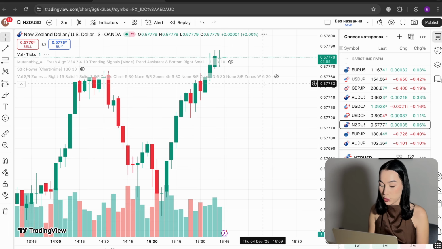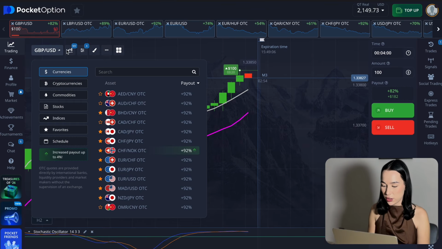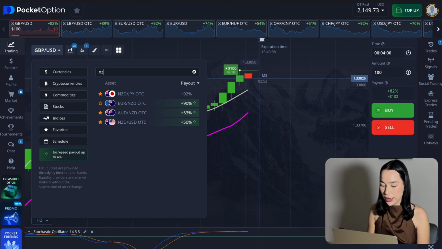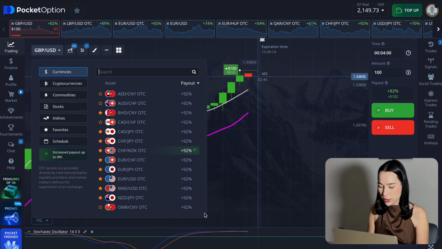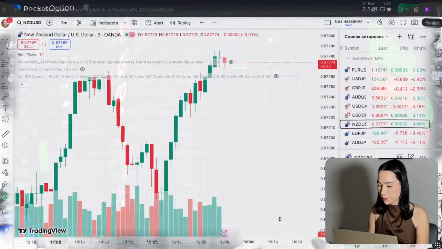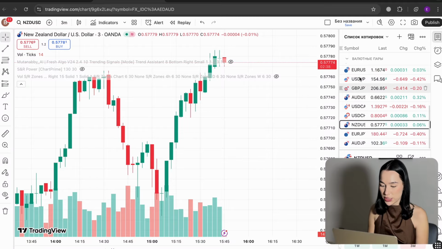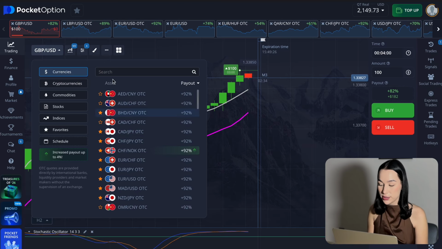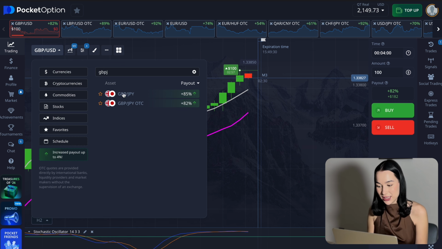New Zealand dollar and US dollar. Okay, today we have a lot of currency pairs with the US dollar. And I have this one only in the OTC. Okay. So we're just gonna choose another one. We're gonna generate. It's 3. And it's also pound and Japanese yen. Okay, here it is. 85, pretty good. But the situation here is not that great, huh?